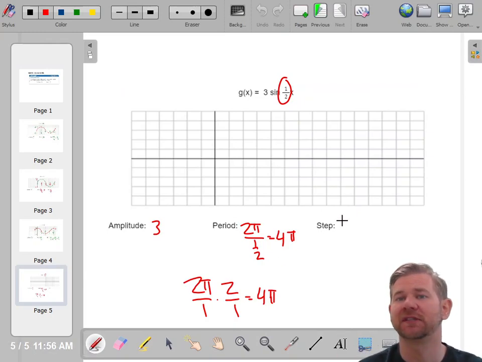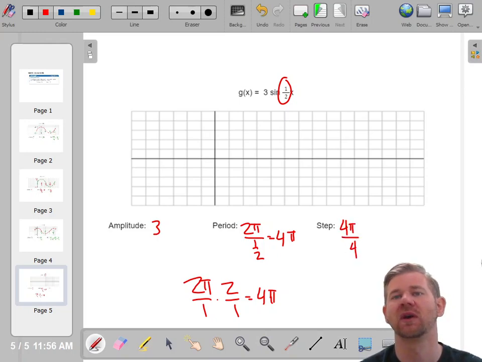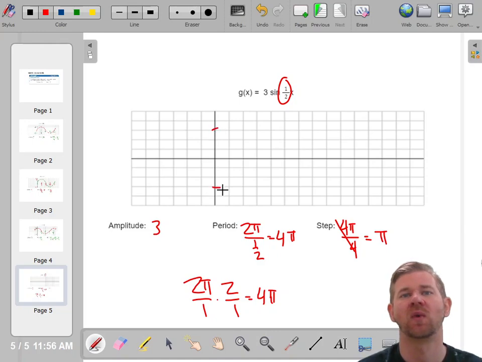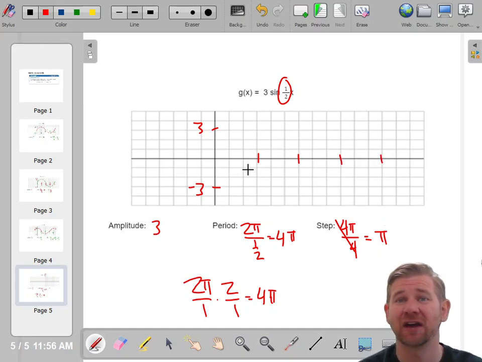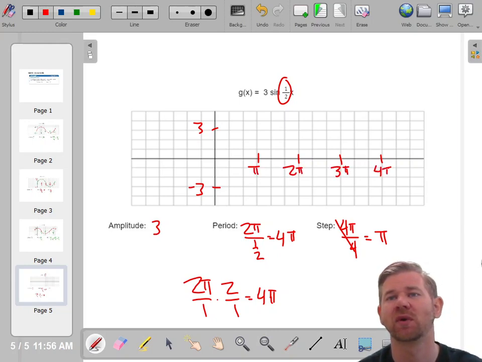And then the step is supposed to be 4 pi. We always put that over 4, so that means we're counting by 1 whole pi. Let's put the y-axis. If the amplitude's 3, I should be going up and down 3. 1, 2, 3, 4. If the step is pi, I should be able to just kind of count by pi. 1 pi, 2 pi, 3 pi, 4 pi. Let's look at it. 3 sine 1/2 x.